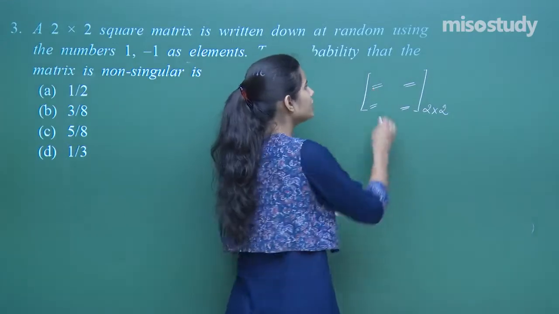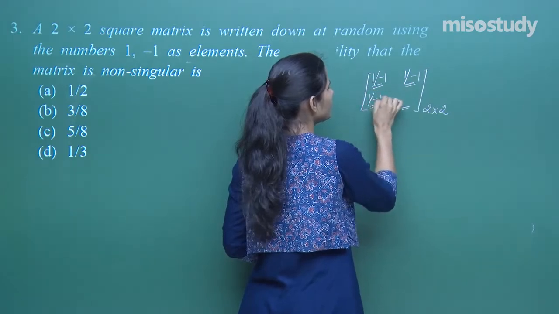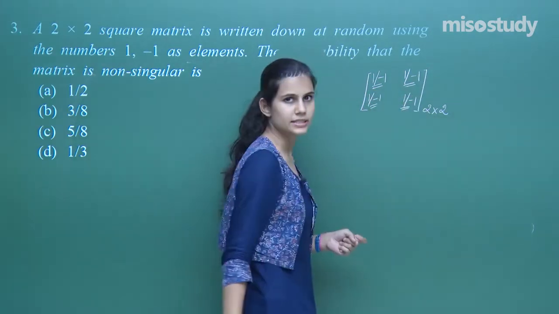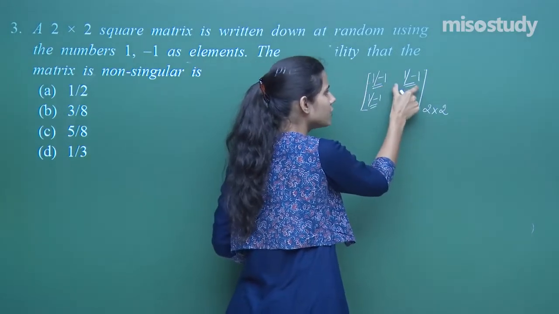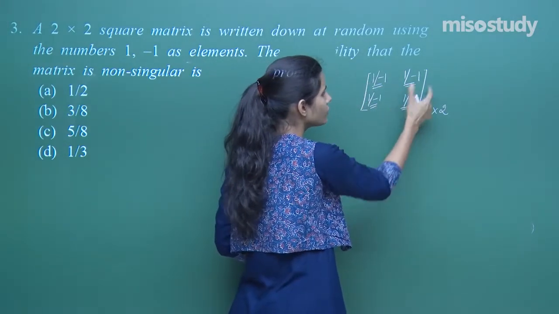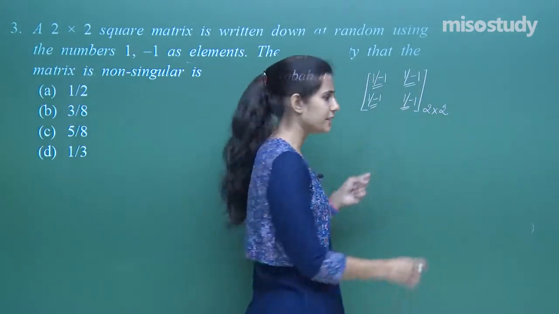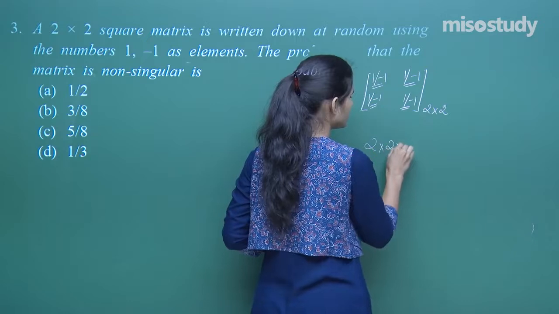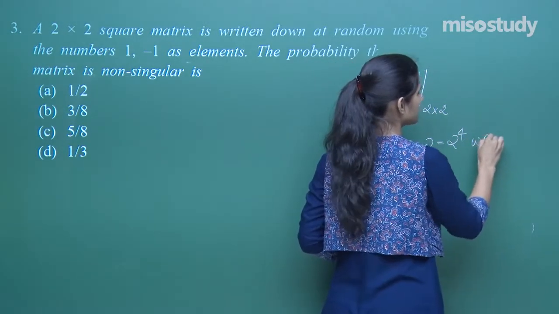This place can be filled in 2 ways, 1 or minus 1. This has 2 possibilities, this has 2 possibilities, this has 2 possibilities. So this can be filled in 2 ways. This work can be done in 2 ways, this work can be done in 2 ways, this 2 ways, this 2 ways. So all 4 works, that means the filling of all the 4 places can be done in 2 into 2 into 2 into 2, that is 2 to the power 4 ways.